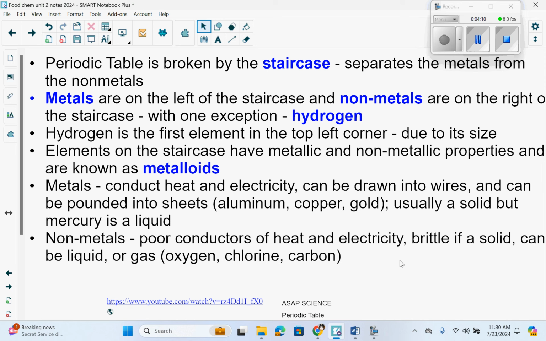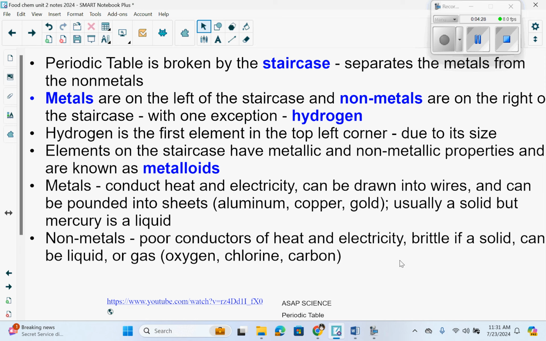So here's why we need metals. Metals conduct electricity and heat, right? They can be drawn into wires, they can be pounded into sheets like aluminum foil, but also copper and gold, like gold jewelry. It's usually a solid, but mercury is a liquid. Mercury used to be in thermometers.